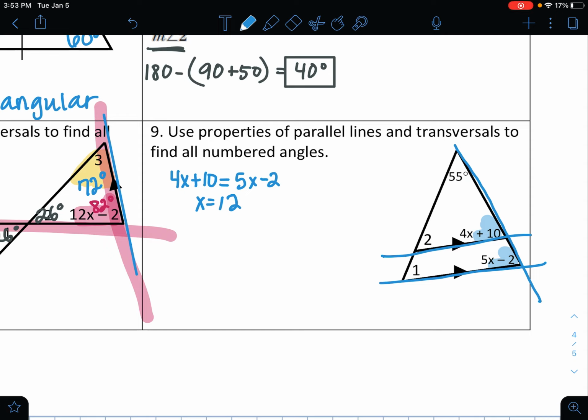So I'm going to plug that back in, of course. Y'all know the deal. I'm going to just put my little arrow because I don't have a lot of space there. 4 times 12 plus 10, which should be 58 degrees. And then here, 5 times 12 minus 2. This is how I'm plugging it back in. Anyways, that's still 58 degrees.